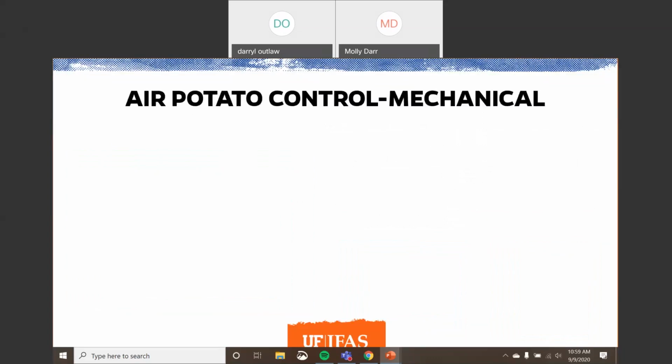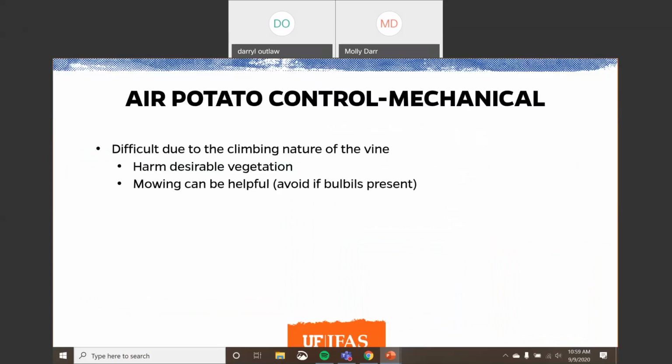Well, mechanical control is always an option. Due to the climbing nature of this vine, mechanical control can be very difficult. You can cut the vine, try to pull them out of the trees. That's very difficult. You have a really high chance that you're going to harm your desirable vegetation. Mowing can sometimes be helpful for these vines, but you need to avoid mowing if bulbils are present. Like I said, each one of those bulbils can and most likely will produce a new vine, and it's just going to cause more of a problem.